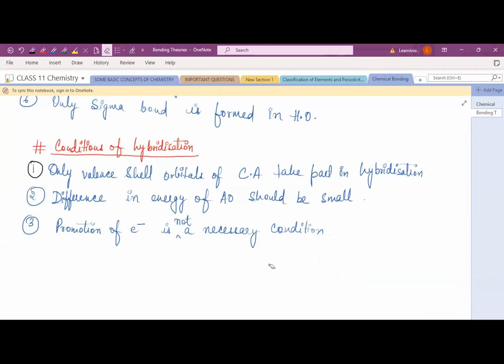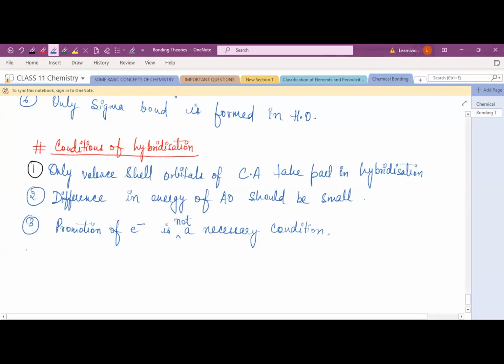But suppose in any compound, if the excitement occurs, if the excitation of electron occurs, and electron jumps and is promoted to a higher energy level, so in that condition also hybridization takes place. But it is not a necessary condition. अगर किसी molecule में excitement नहीं हो रहा है, so तभी भी वहाँ पे hybrid orbitals form करते हैं. Okay, just keep in mind. So promotion of electron is not a necessary condition. So is this point clear to all of you? Yes. Okay, so just remember that. It is not a necessary condition.